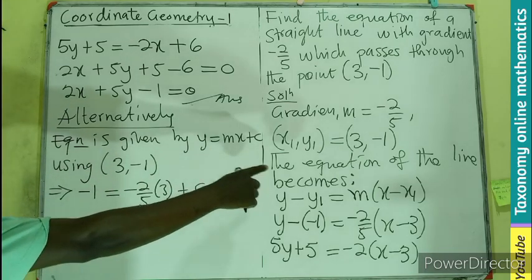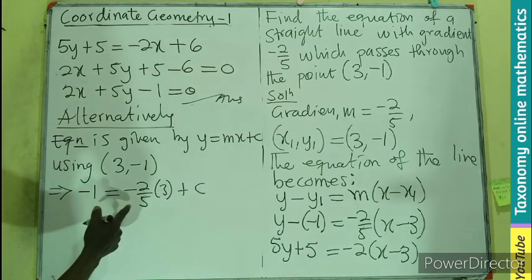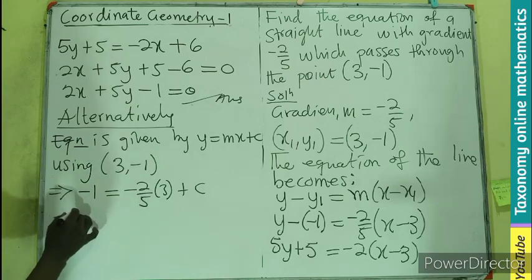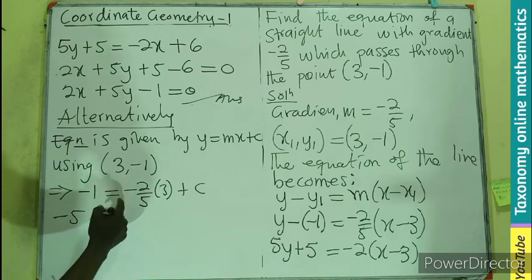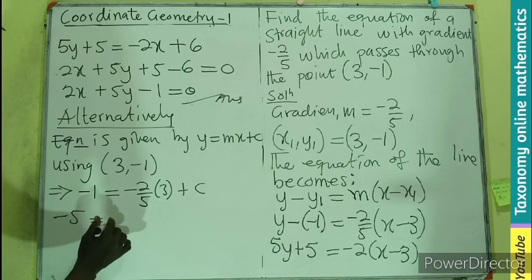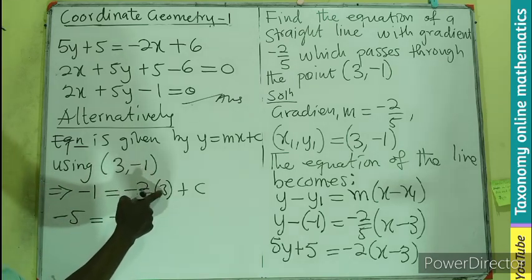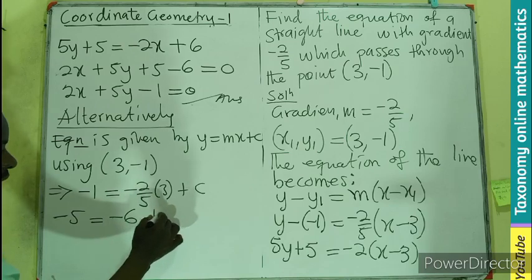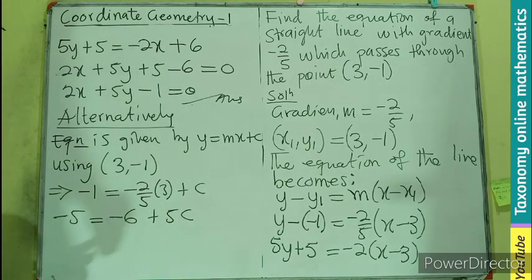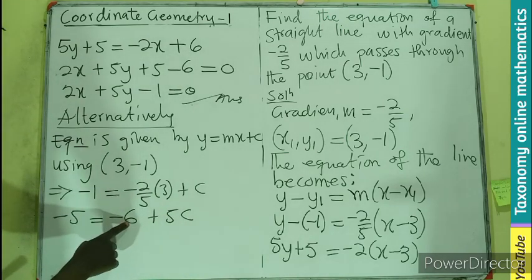Denominator of 5, so multiply all by this 5. Meaning 5 times this, minus 5, equals minus 6. 5 will cancel this, remaining minus 2 times 3, minus 6, plus 5c. What are we going to do? We are going to transpose this here and keep that there.